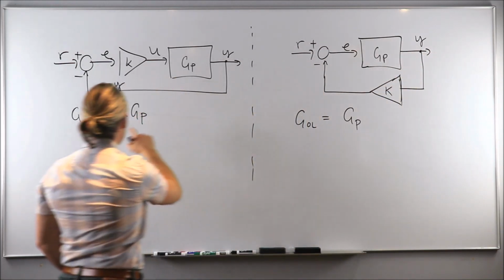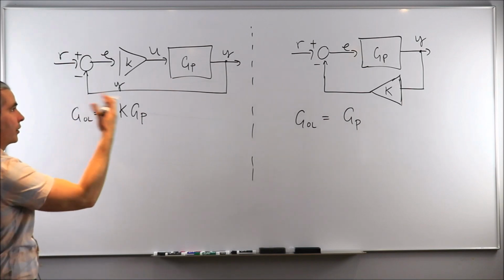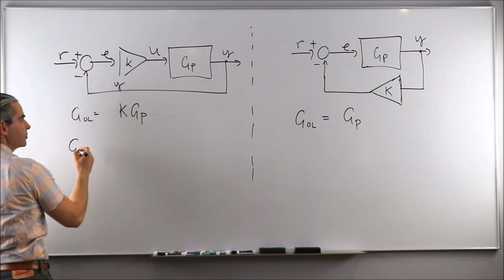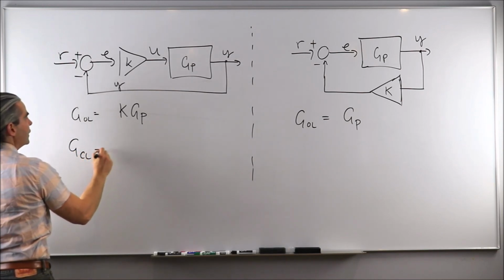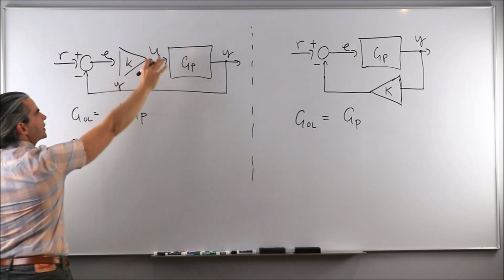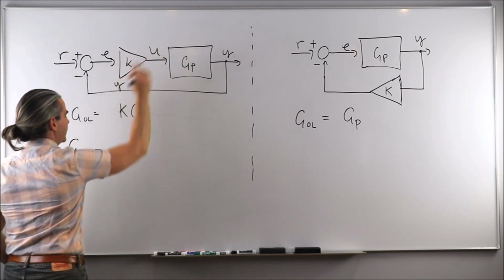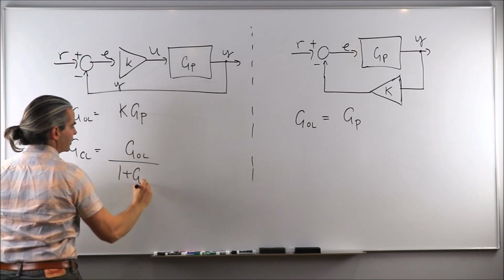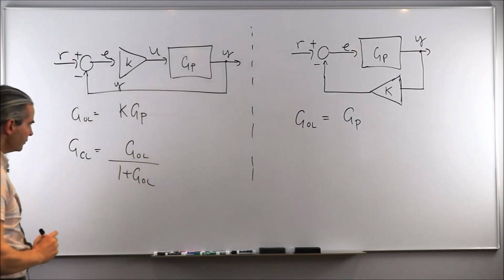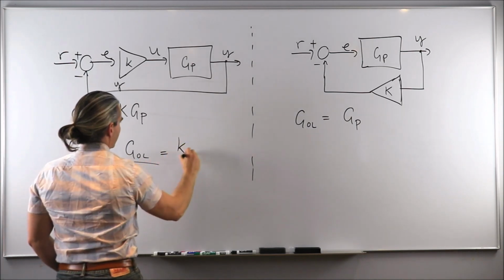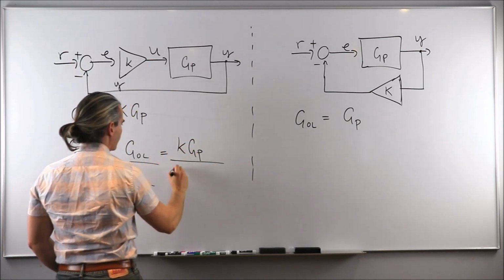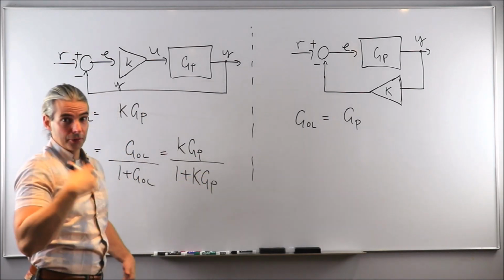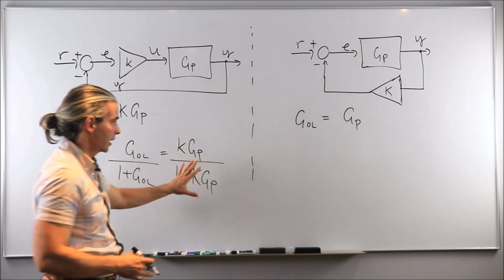So right away, we know that there's a big difference between both architectures. Now, if we calculate the closed loop transfer function, whenever we had this kind of series arrangement of transfer functions being multiplied together, we know by now that this is simply G open loop over 1 plus G open loop. Or in other words, K times G of P over 1 plus K times G of P. We've done that literally millions of times, okay?